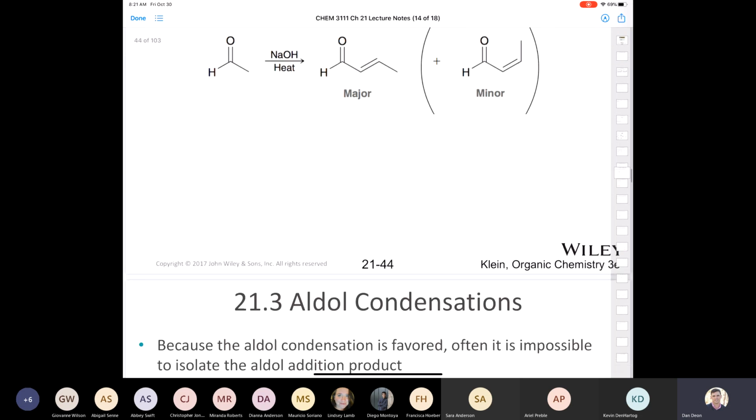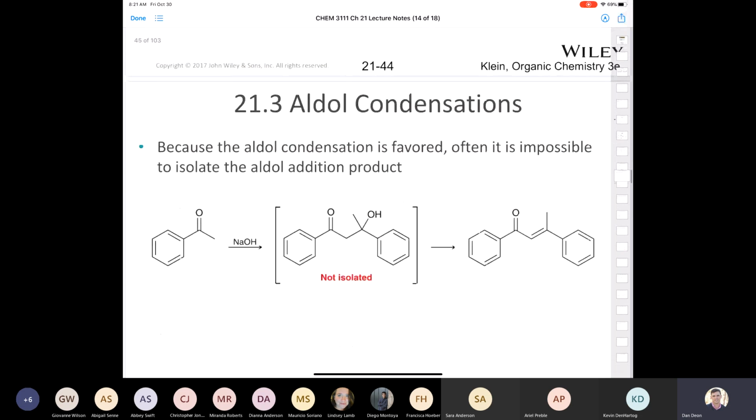Anyhow, a little bit more about that driving force. I've told you that the driving force for an aldol condensation was the formation of a conjugated system, the alpha beta unsaturated aldehyde or ketone. Well, this is a very specific example. What's this ketone that we're starting with over here? That's acetophenone.